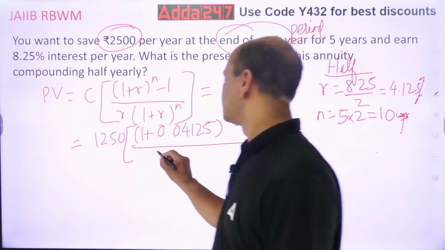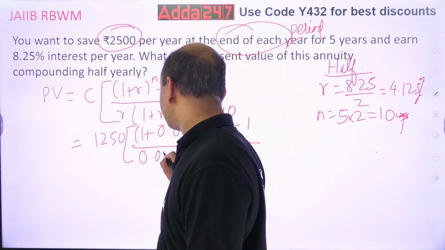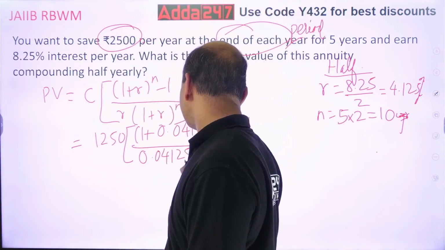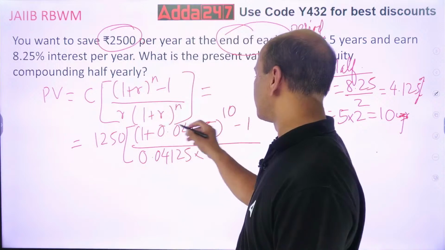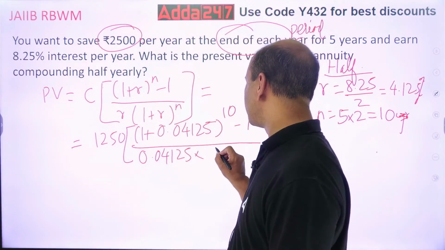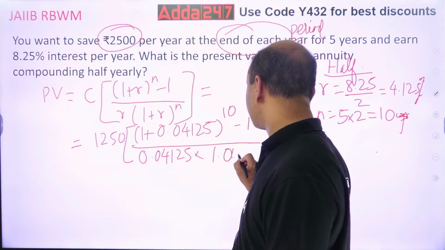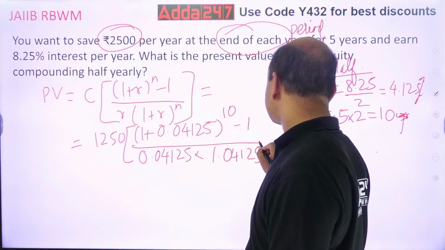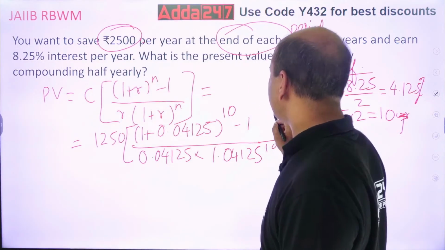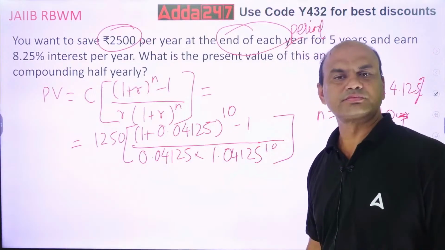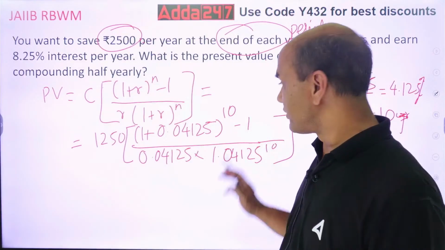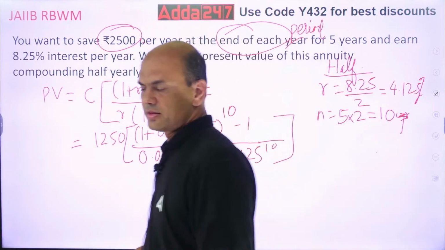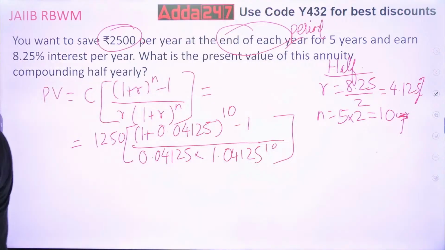What is R? 0.04125 into what is 1 plus R raised to n? Same figure. I'll directly write it now. 1.04125 raised to 10. Directly write, I'll write it over here. Everyone check this again, because this is not that simple to understand.